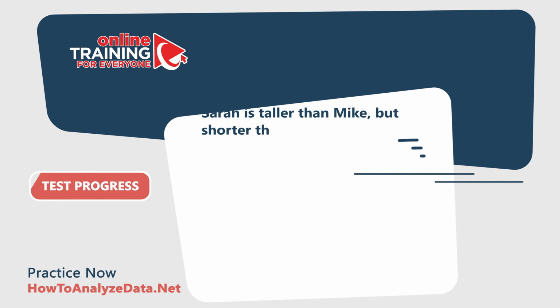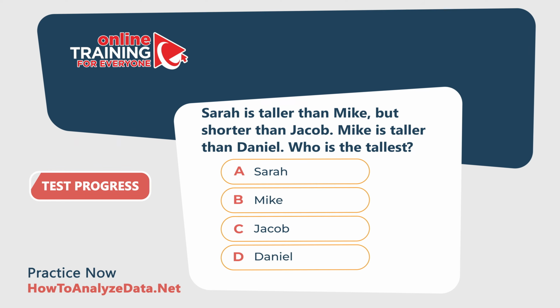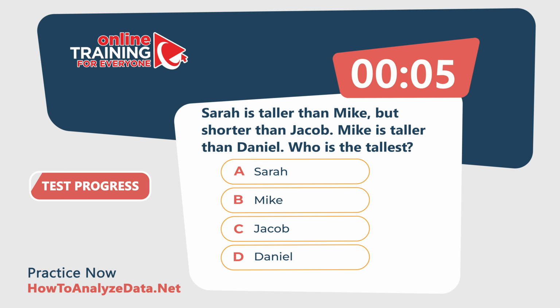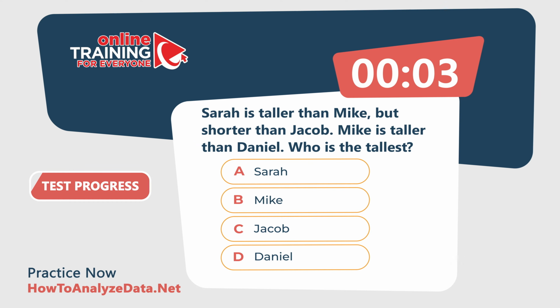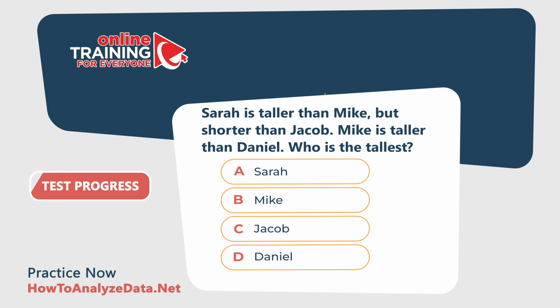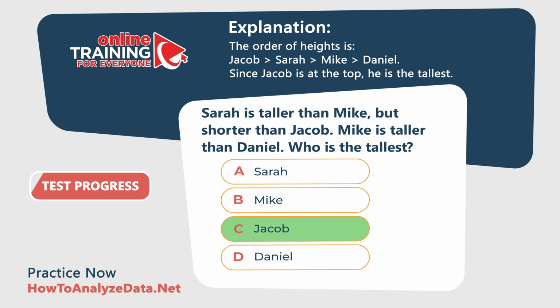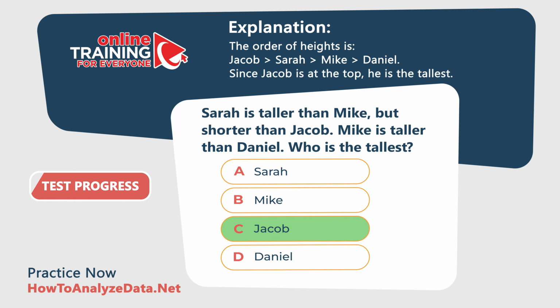Sarah is taller than Mike, but shorter than Jacob. Mike is taller than Daniel. Who is the tallest? A, Sarah, B, Mike, C, Jacob, and D, Daniel. The correct answer is C, Jacob, and here's why. The correct order of the height is Jacob, Sarah, Mike, and Daniel. Since Jacob is at the top, he is the tallest.